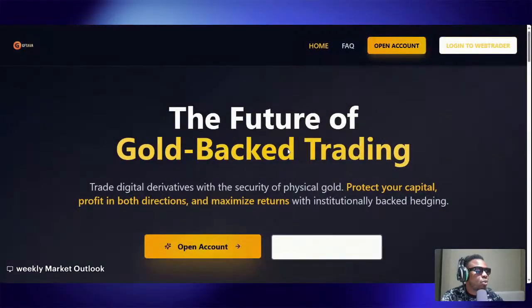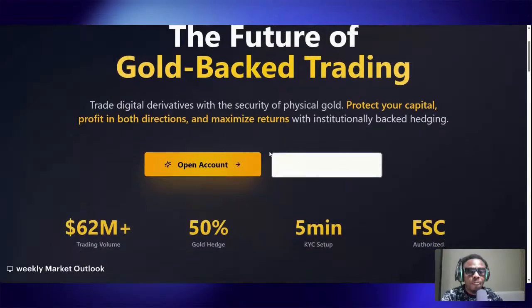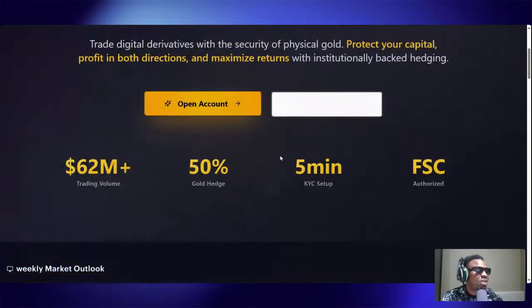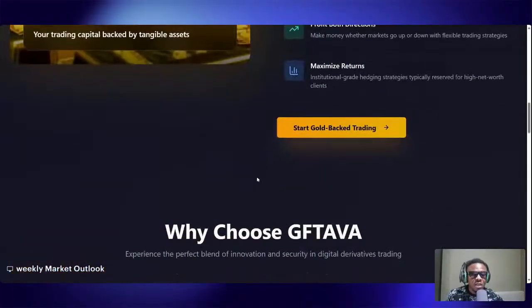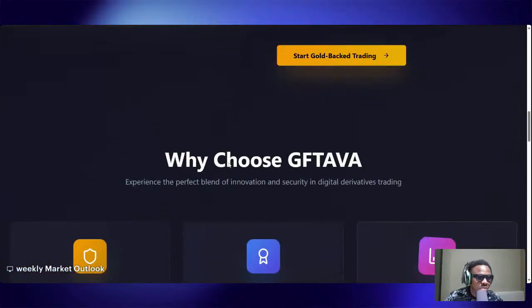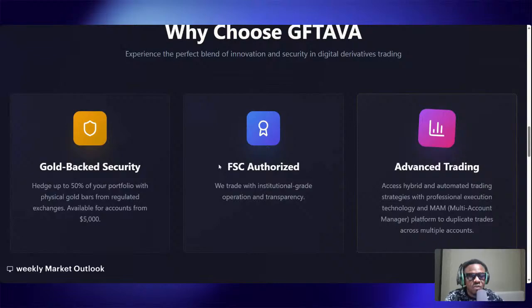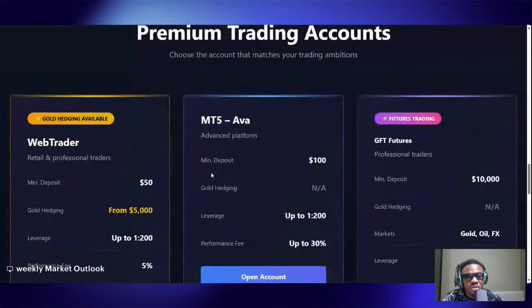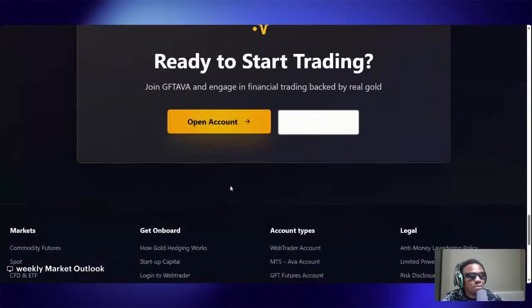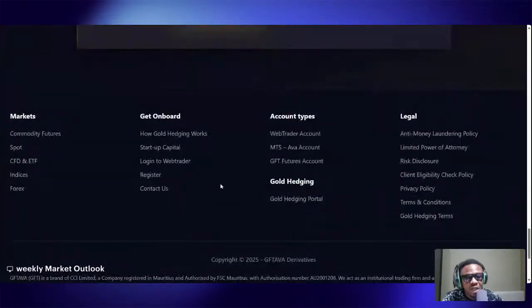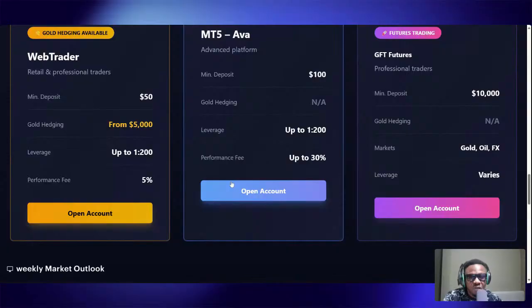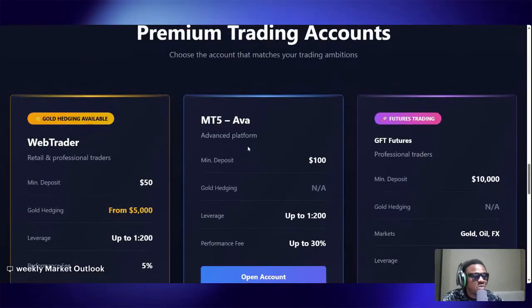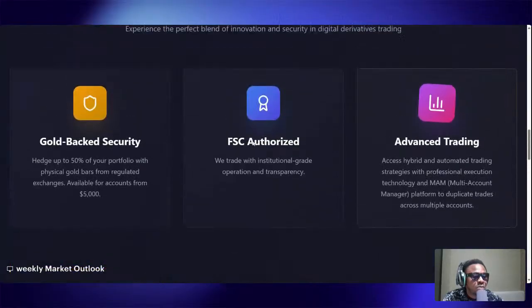So what I was explaining to you about the GFT was this gold-backed trading where you can hedge. Let's say you have a funded account, maybe even if it's on AvaTrade, there's the possibility of hedging, so you can make profit on both sides. This platform is designed for it. It's one of the best platforms. AvaTrade has a lot of regulations, more than 15 licenses, and everything is properly done.